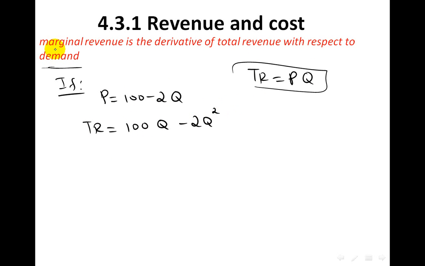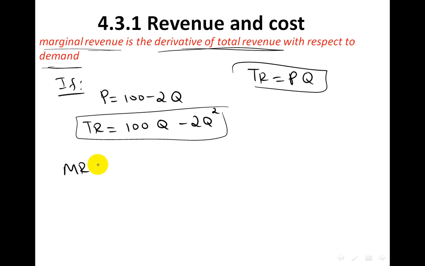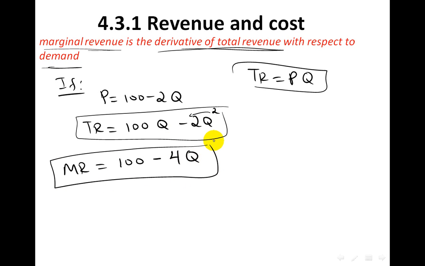So here you have a note saying that marginal revenue is the derivative of total revenue. So to find marginal revenue, differentiate this total revenue. So once you differentiate it, what's the derivative of 100Q? It will be just 100 minus, what's the derivative of this? Take the 2 down. It will be 4Q to the power of 1. So this will be our marginal revenue.